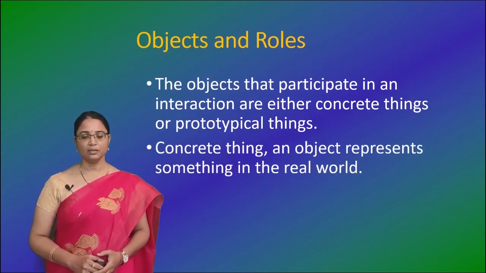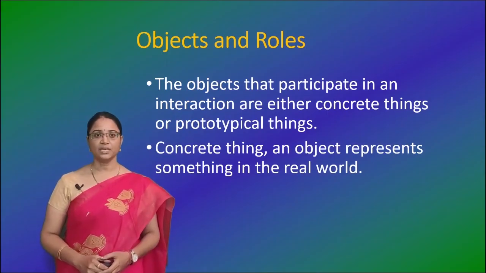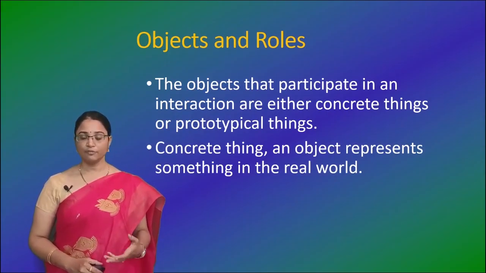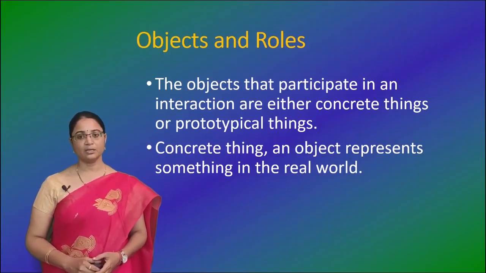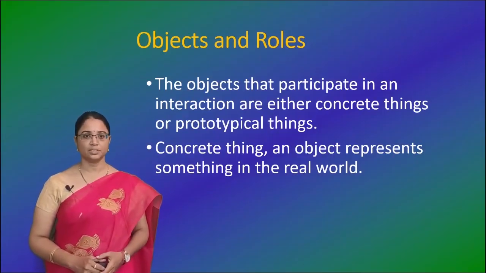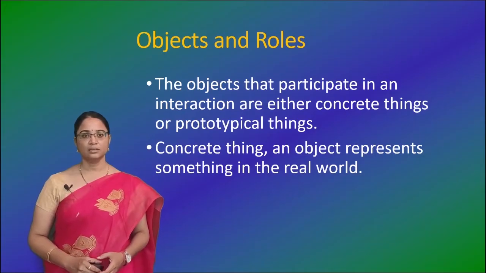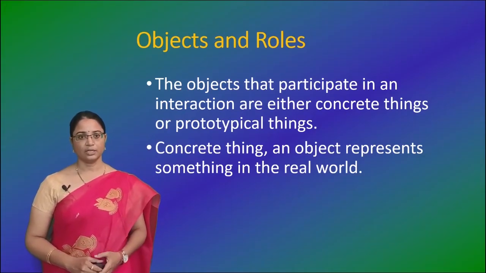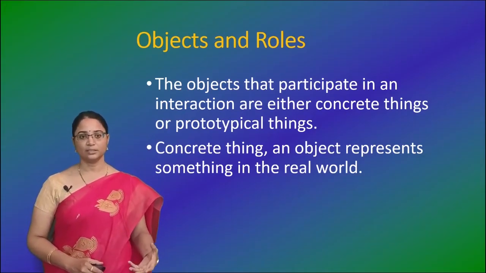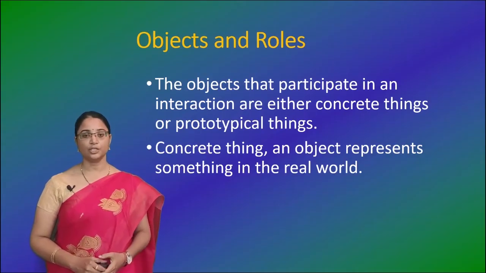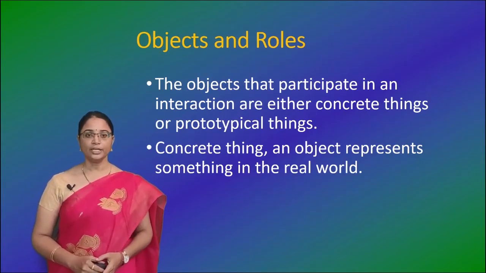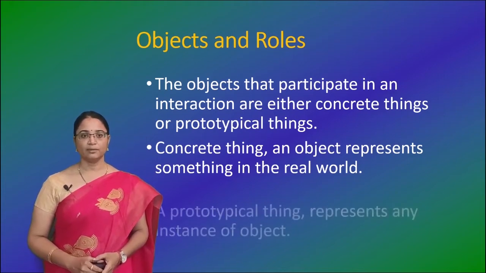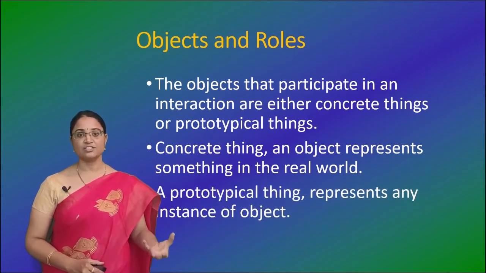For example, in the above example, we have seen P. P is nothing but an instance. So if we consider another example of a person, P will be the instance to represent that person. That is nothing but the concrete thing. If you want to tell about a real world entity, which denotes a particular human, then we go for the concrete things. Alternatively, as a prototypical thing, P may represent any instance of a person.